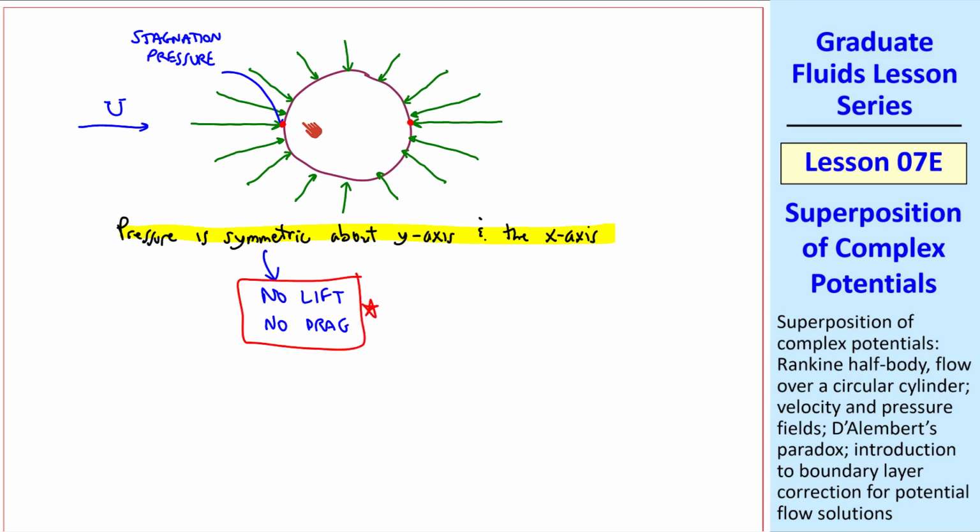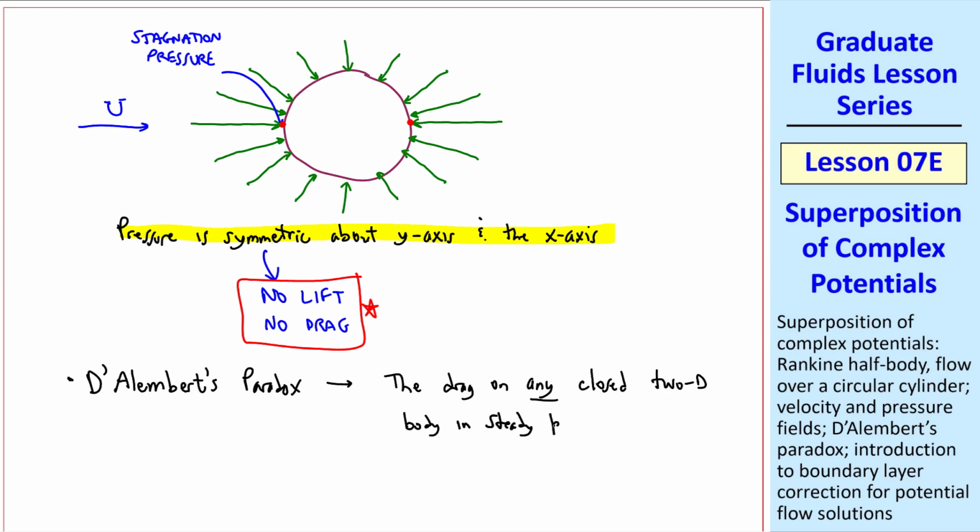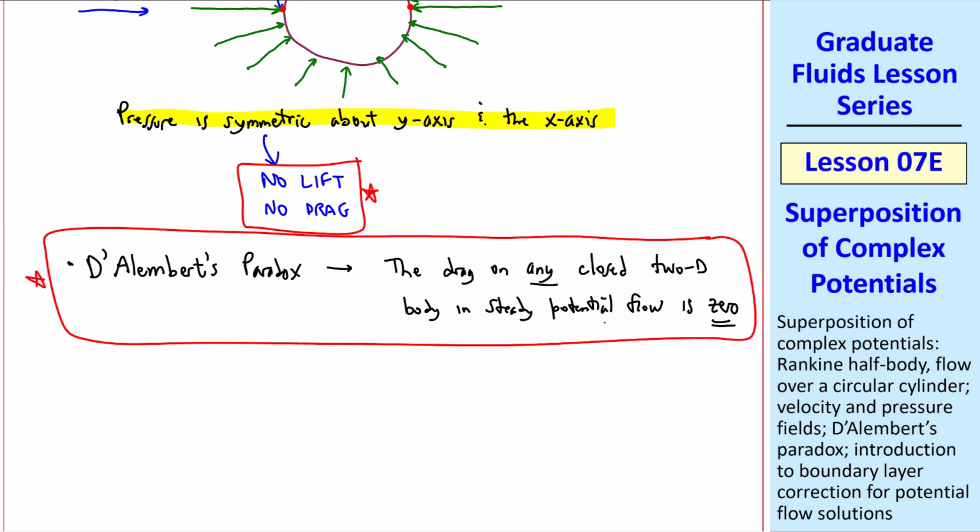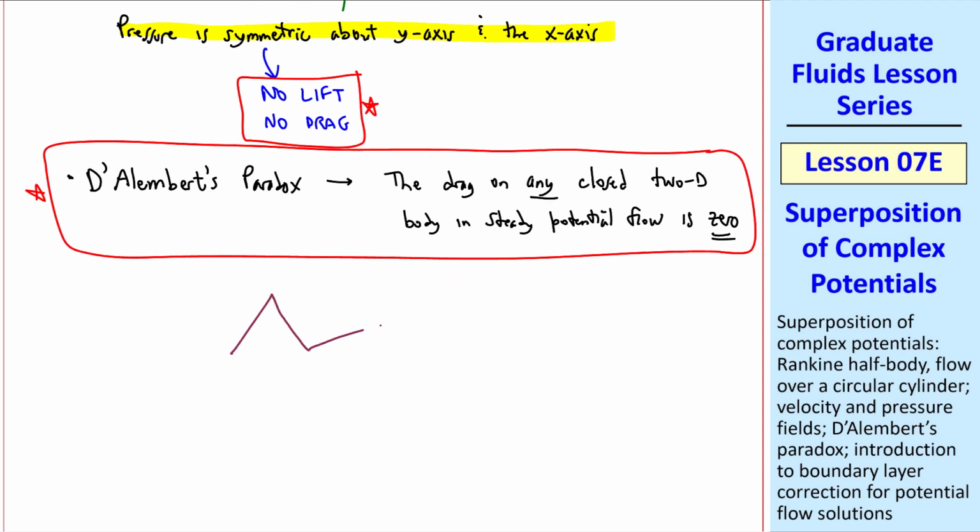The lift we might expect since it's a cylinder, but we know that a cylinder like this will have drag. This leads us to something called D'Alembert's paradox, which states that the drag on any closed two-dimensional body in steady potential flow is 0, not only for a circular cylinder, but for any body shape.